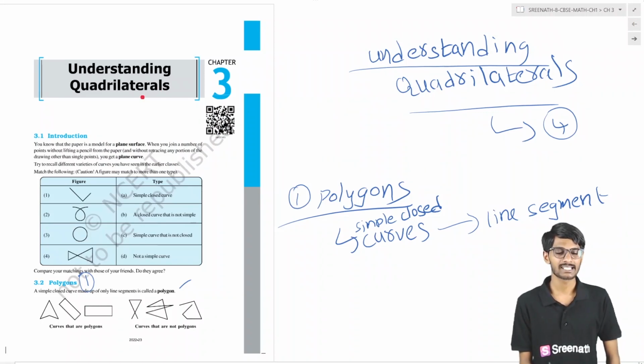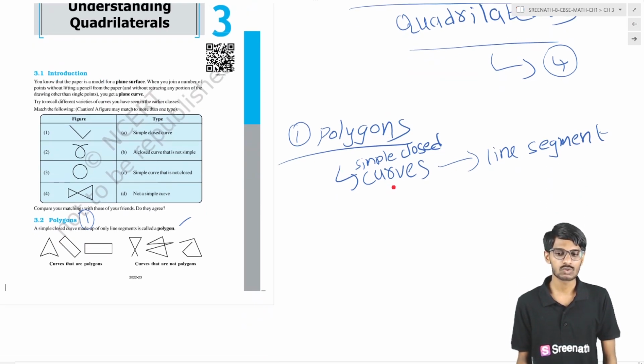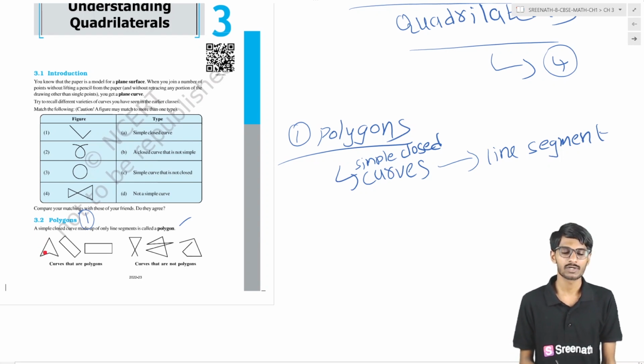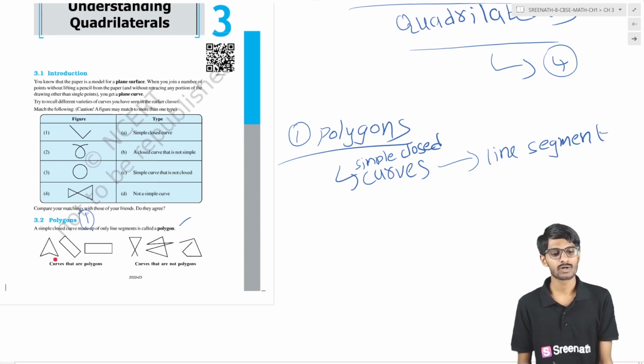So basically, understanding quadrilaterals is the first chapter name, and it starts with polygons. What are polygons? Polygons are simple closed curves formed by line segments. We call them polygons. They are simple closed because they are formed using line segments. These are not simple closed curves, so these are not polygons.